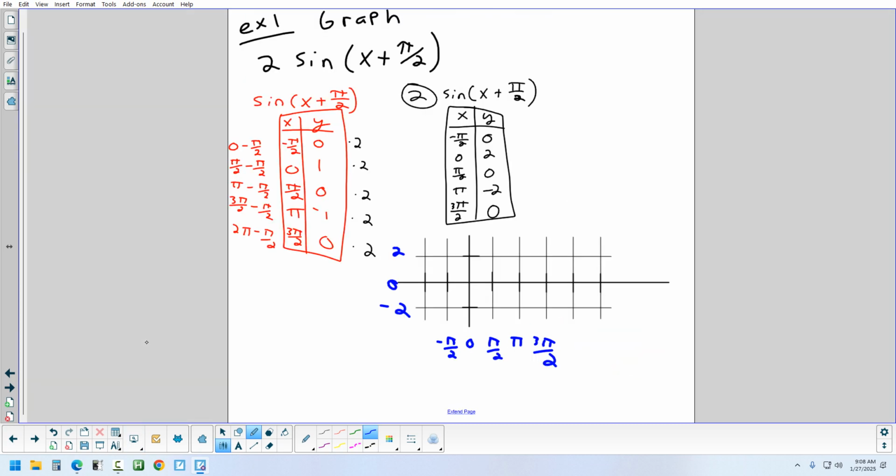Now, plot all our points. So we've got 0, 2, 0, and then negative 2, back to 0. So that graph has been shifted to the left, and it has been stretched by a factor of 2. We don't notice the stretch because I scaled the axes. But that's so I don't have to use a giant piece of graph paper.